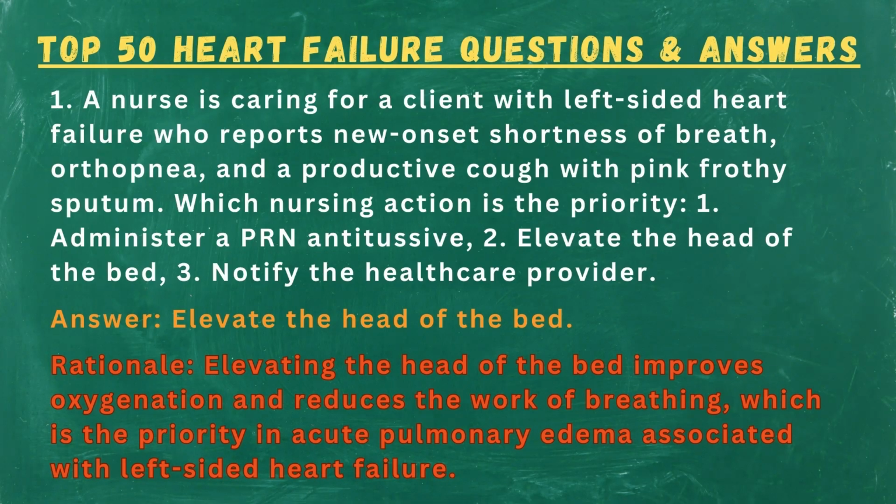1. A nurse is caring for a client with left-sided heart failure who reports new-onset shortness of breath or orthopnea and a productive cough with pink, frothy sputum. Which nursing action is the priority? 1. Administer a PRN antitussive. 2. Elevate the head of the bed. 3. Notify the healthcare provider.